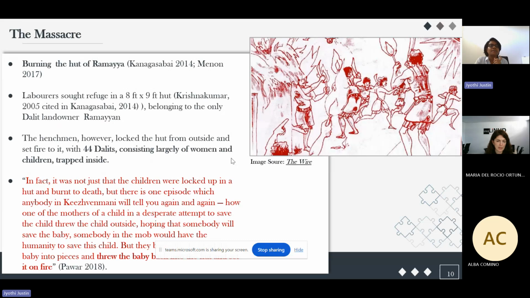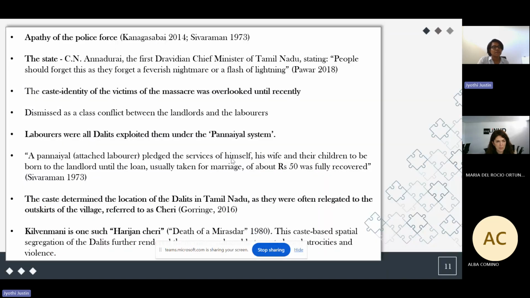So like I said, this massacre primarily took place by the torching of 44 Dalits in a hut. And the hut owner was Ramaya, and these Dalits took refuge in this hut of Ramaya mainly because he was a Dalit landowner, and people thought his hut would not be attacked. But as he was also a Dalit, his hut was also attacked, resulting in the killing of 44 Dalits, mainly women and children.